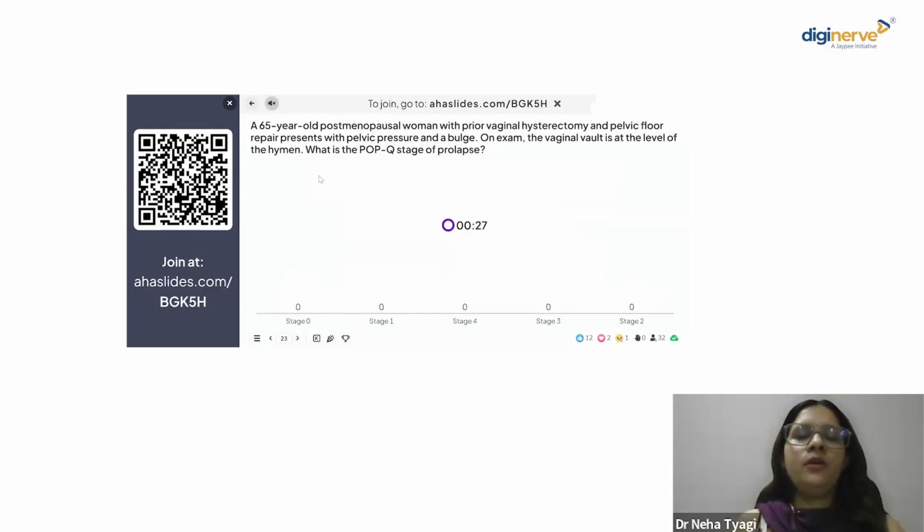A 65-year-old postmenopausal woman with prior vaginal hysterectomy and pelvic floor repair presents with pelvic pressure and a bulge. On exam, the vaginal vault is at the level of the hymen. What is the POPQ stage of prolapse?